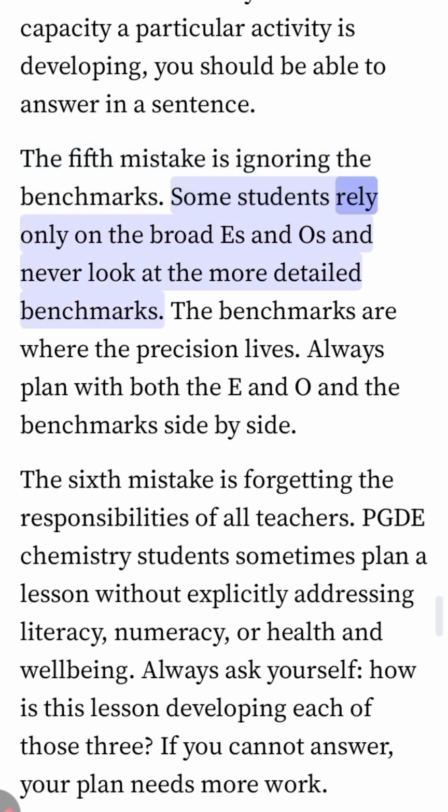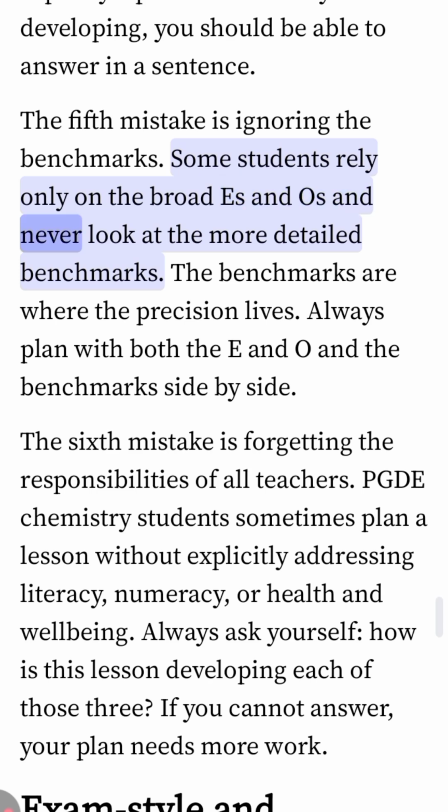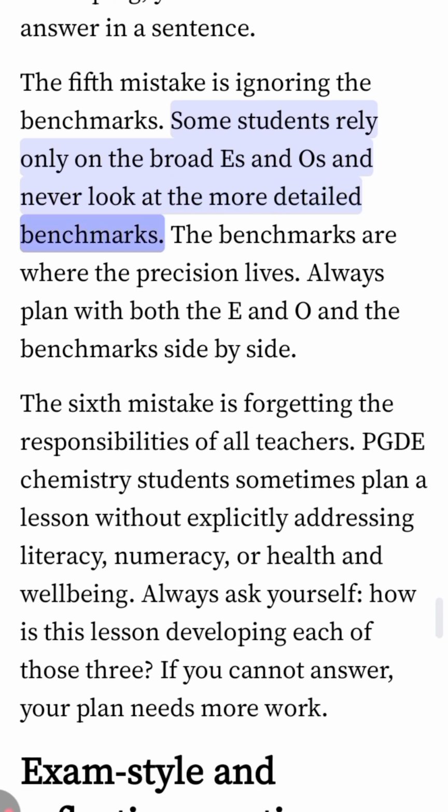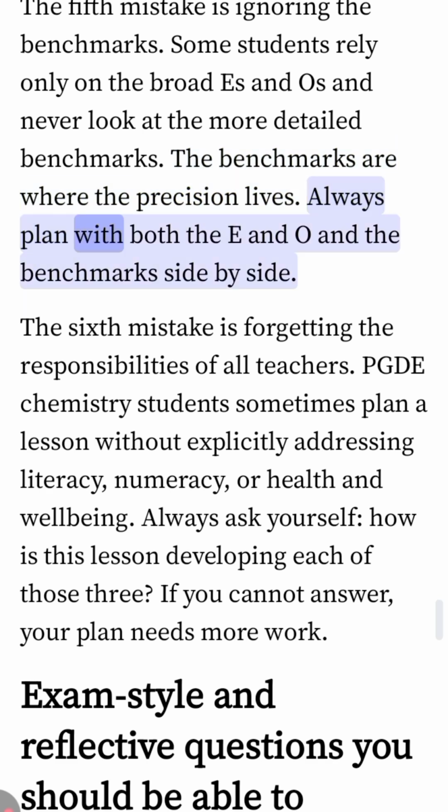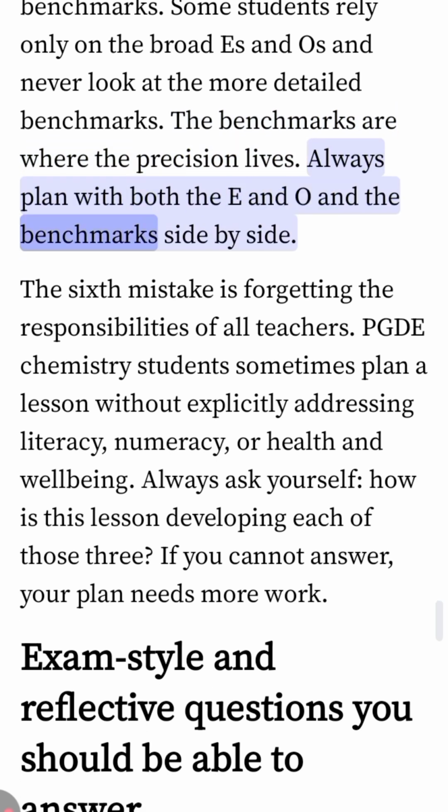Some students rely only on the broad Es and Os and never look at the more detailed benchmarks. The benchmarks are where the precision lives. Always plan with both the Es and Os and the benchmarks side by side.